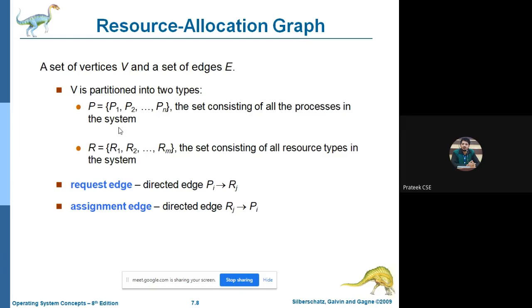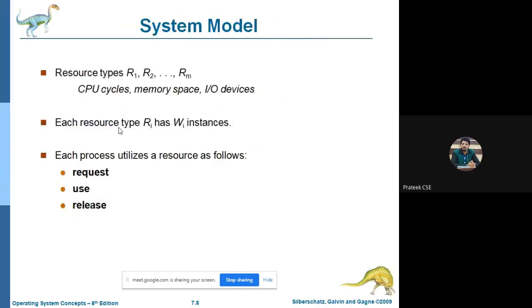Now here in the case of resource allocation graph, we have 2 different types of vertices. One represents the processes and another set of vertices represents the set of resources. Similarly, edges are also of 2 different types. One is known as request edge and second is known as assignment edge. So request edge का काम क्या है? Suppose any process PI wants to use or wants to access resource RJ. So as we have studied here, this will be the scenario.